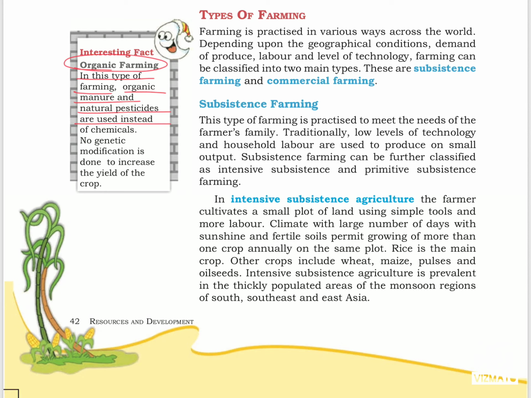Next we have organic farming here. In this type of farming, organic manure and natural pesticides are used instead of chemicals. No genetic modification is done to increase the yield of the crop.